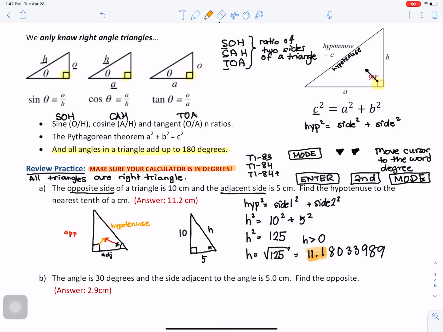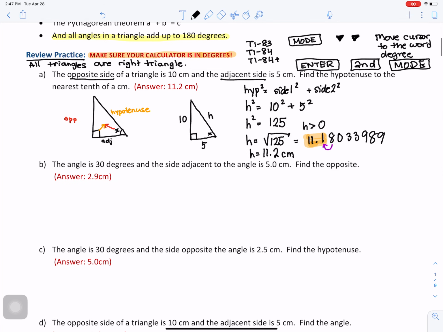I look at the number beside the 10th. That 8 is bigger than or equal to 5, so my rounded answer is that the hypotenuse is 11.2, and then the units of this answer are centimeters.